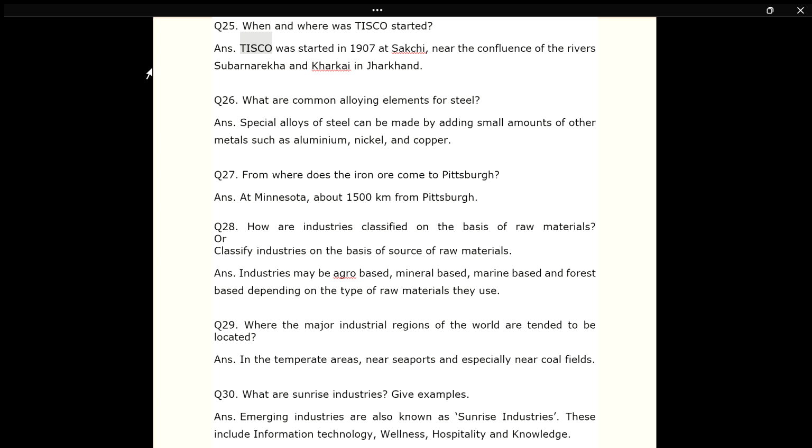Q25. When and where was TISCO started? Ans. TISCO was started in 1907 at Sakchi, near the confluence of the rivers Subarnarekha and Kharkai in Jharkhand.